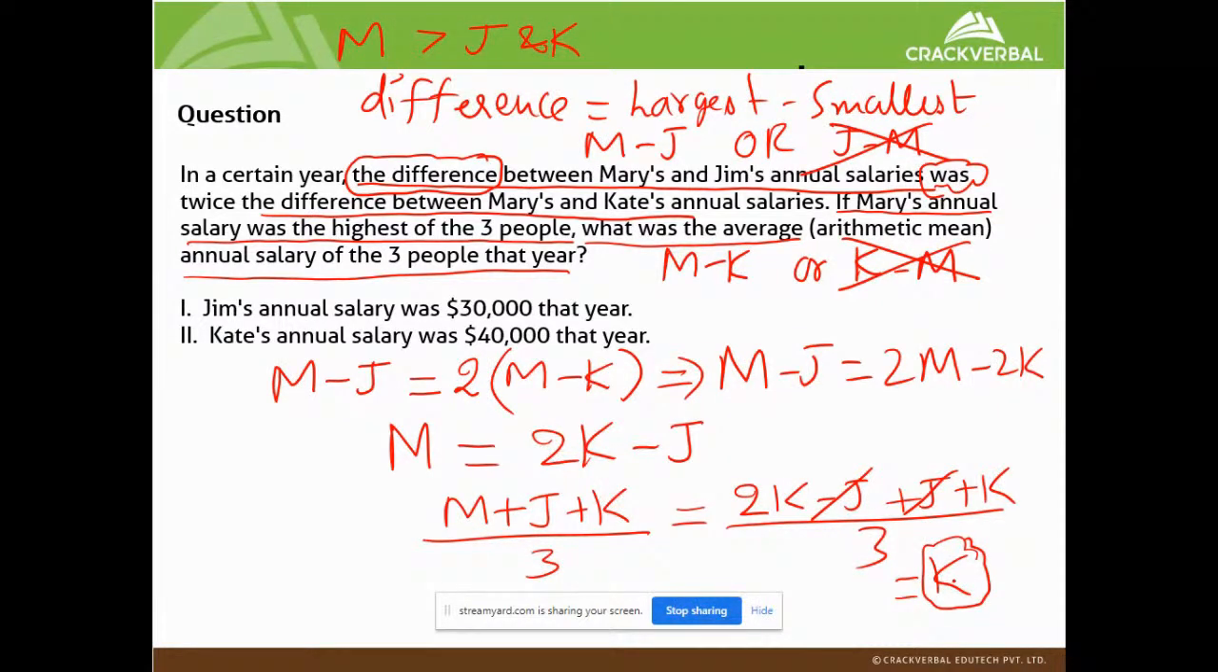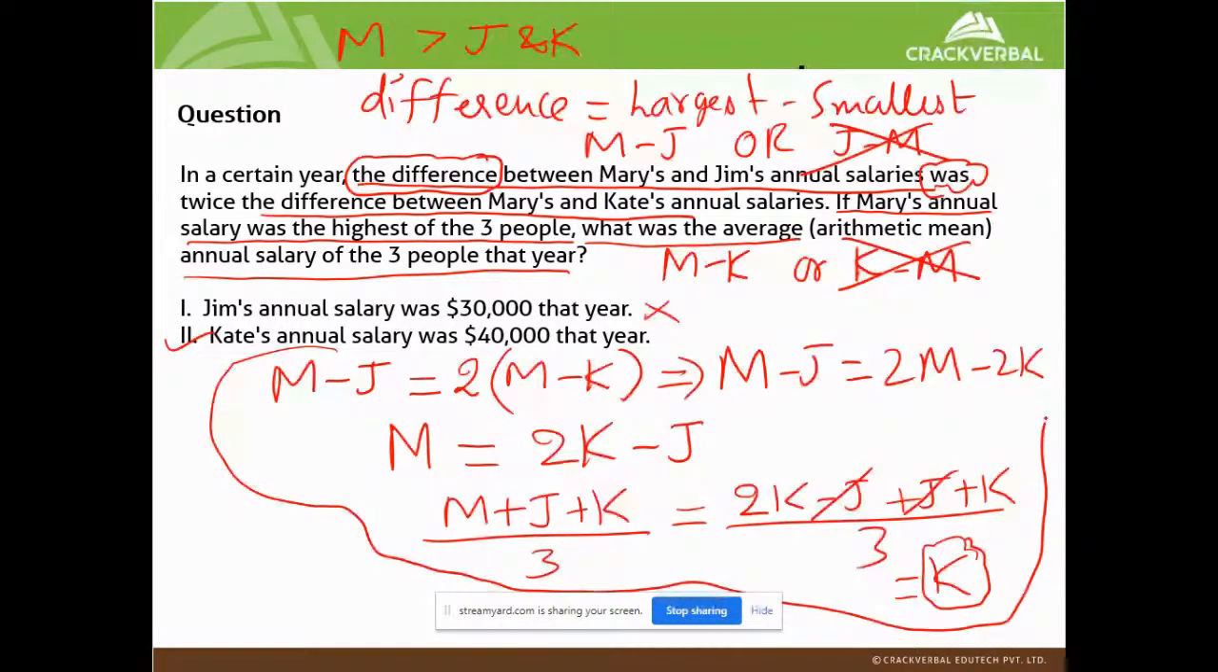And where is the value of K given? Not here. The value of K is given here. And that's why the second statement is sufficient. Right? So this entire thing that I did here is called breaking down the question data and the question stem.